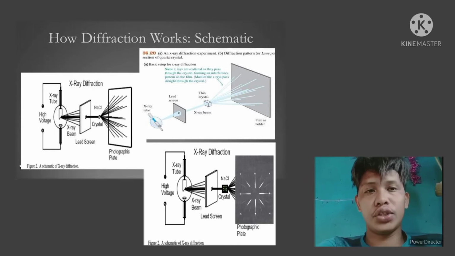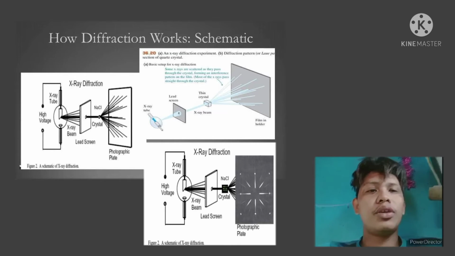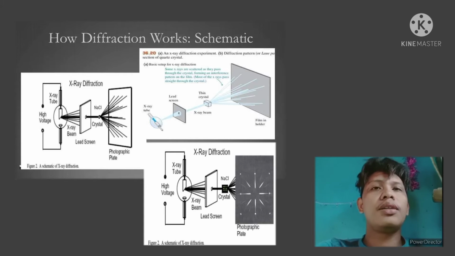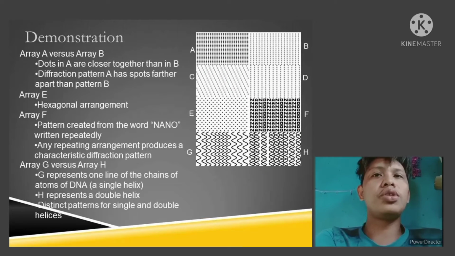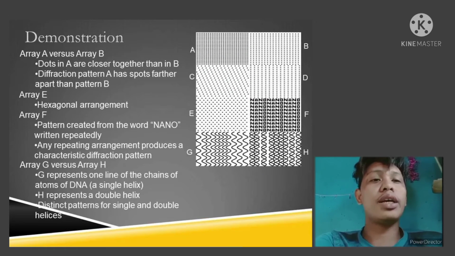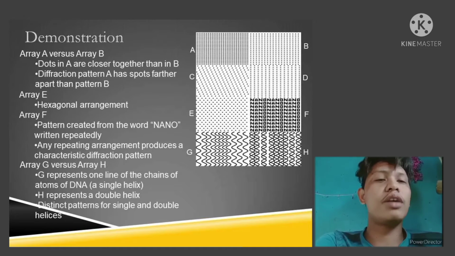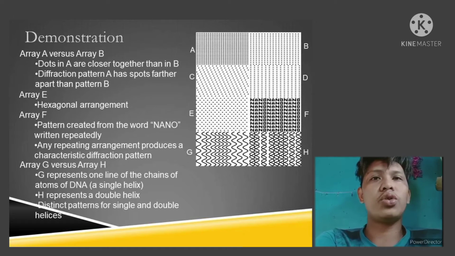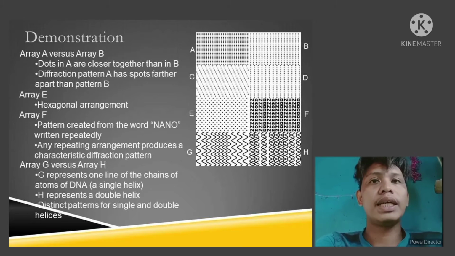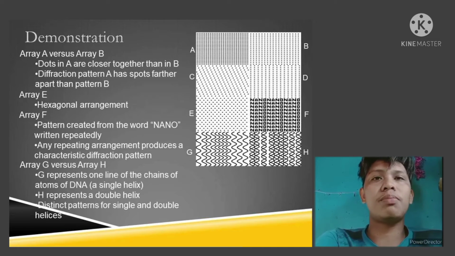X-ray diffraction schematic or diagram. The diagrams demonstrate that, as we can observe in array A versus array B, dots in A are closer together than in B. The diffraction pattern has spots farther apart than pattern B.